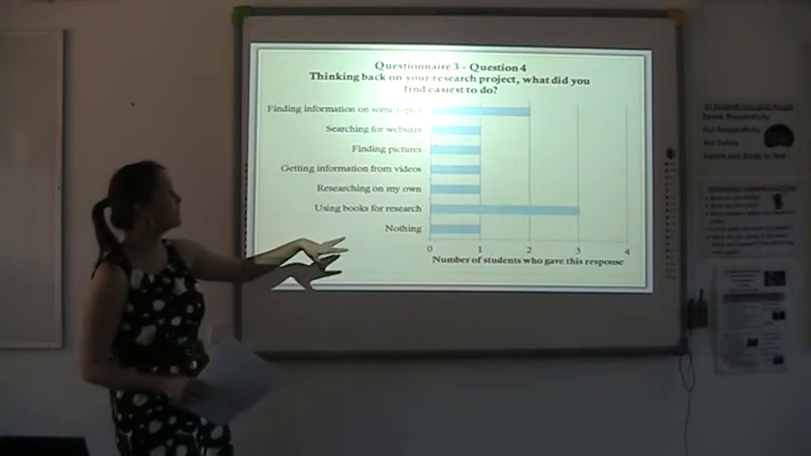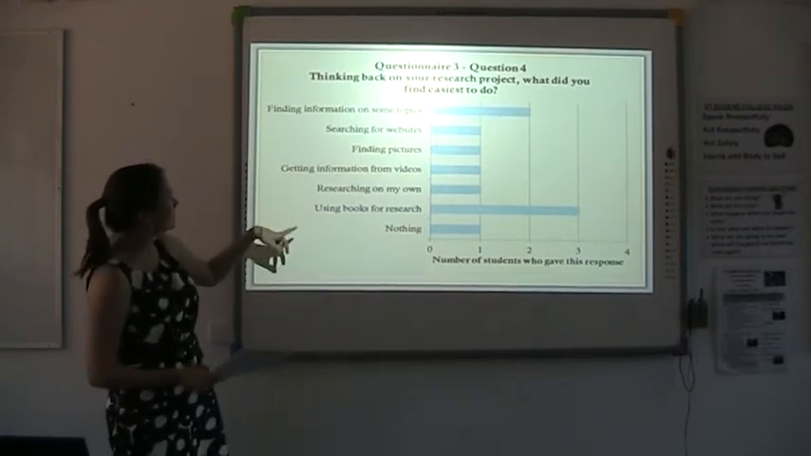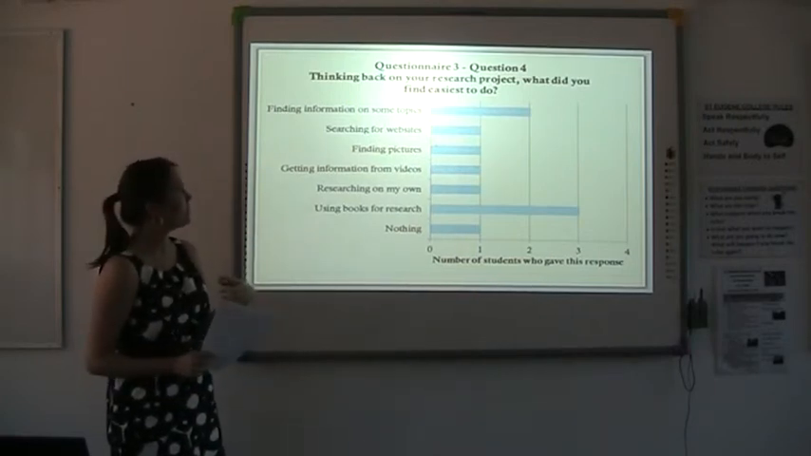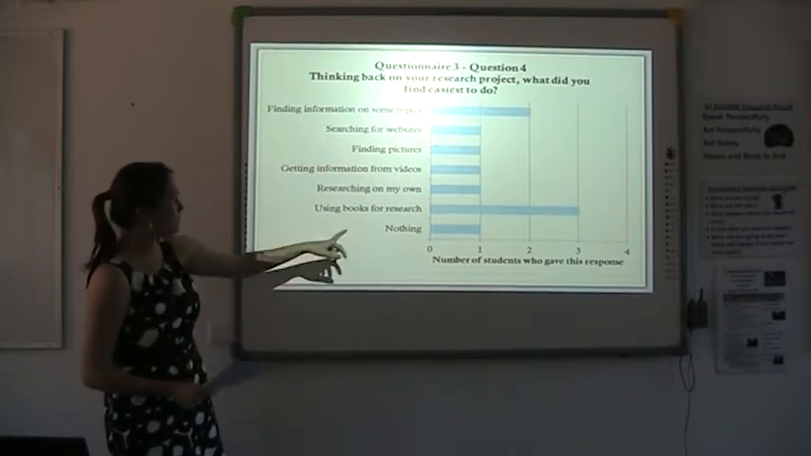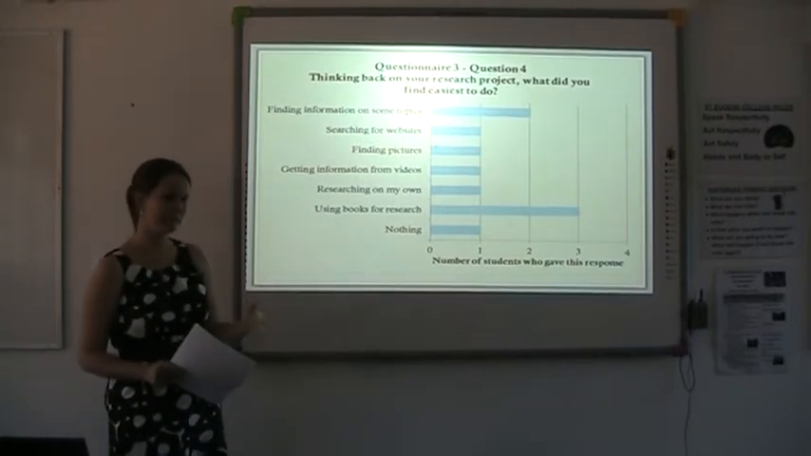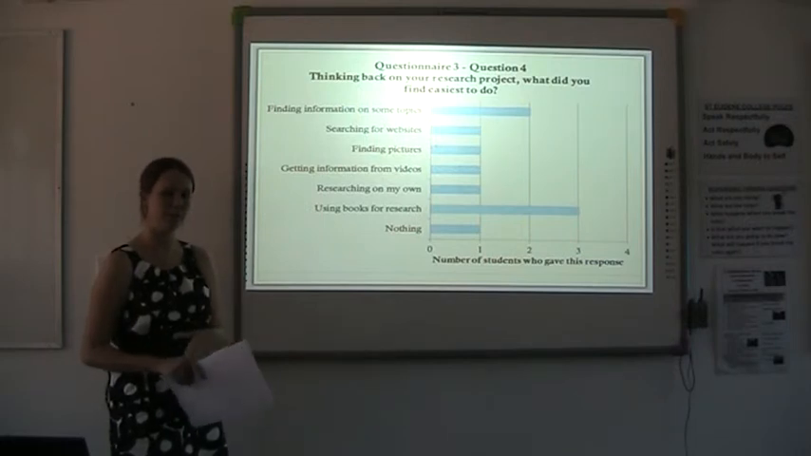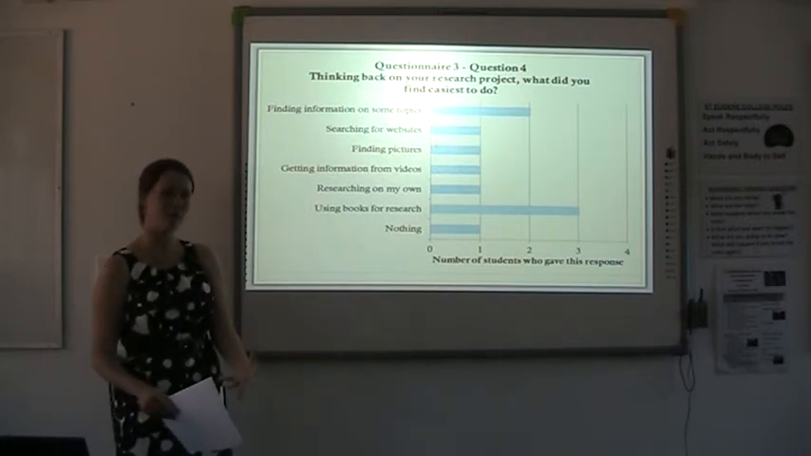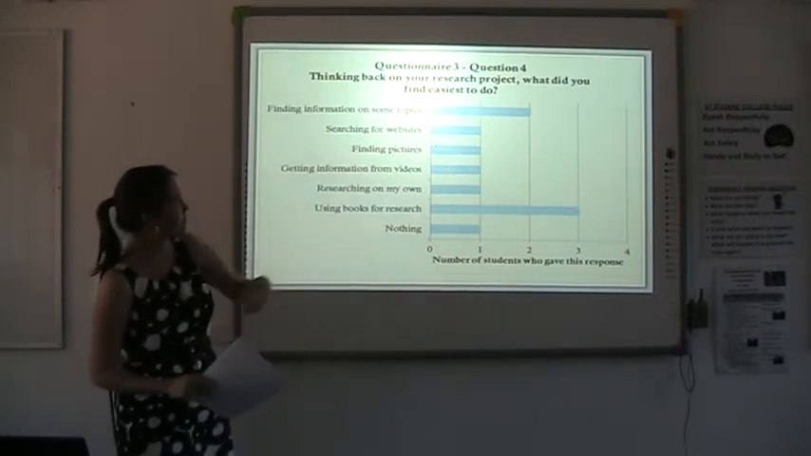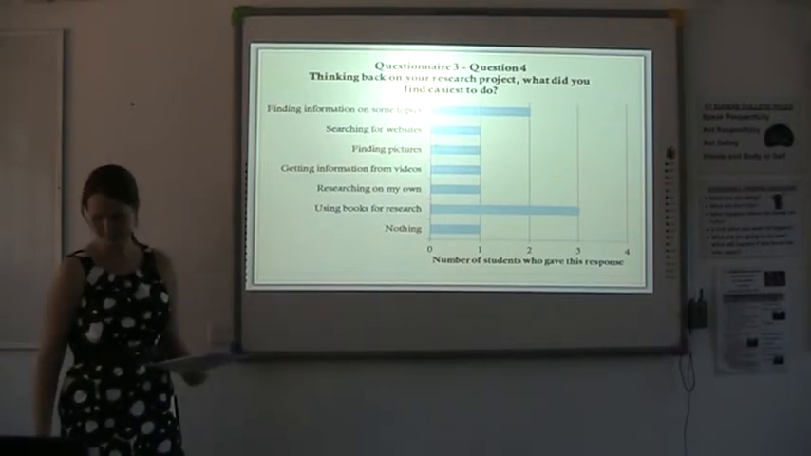This was the data that I found really interesting in terms of progression throughout the task, because here they were asked the question, again, thinking back on their research, what did they find easiest to do? And 3 out of the 10 students said using books for research. Now, at the start of the assessment task, there weren't any students that mentioned books, and in the middle there weren't any students that mentioned books. But after I took them down to the library and they were able to hire some out, that was something that came back, like that's the most popular response then, that they found using books easier.